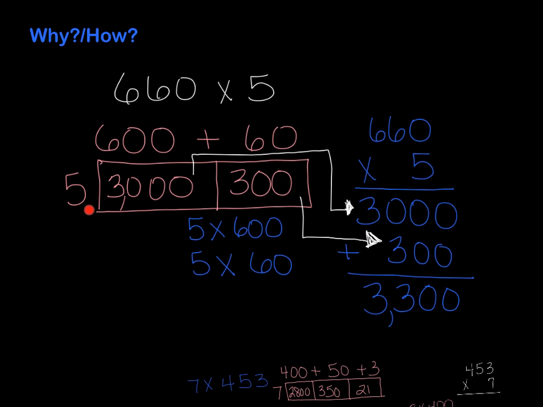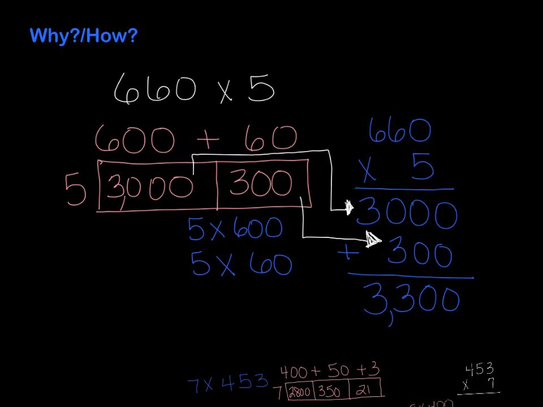Then I'm going to take my 5 times my 6, which gives me 30, and then I place my 0 back in, and 5 times 60 gives me 300. So basically I'm taking parts of the number that I'm multiplying and multiplying certain sections of that number to get a final answer. So we will take that 3,000 and that 300 and add them together to get our final product. So that's why it's called partial products, because you're getting part of a product each time you multiply.